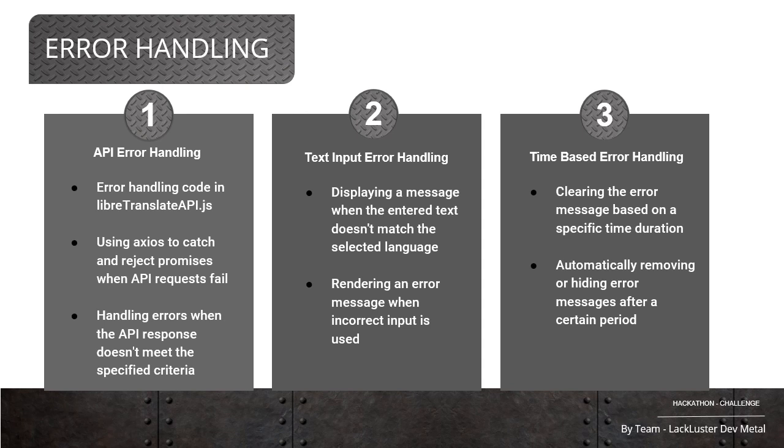The API error handling, which includes the error handling code in the LibreTranslate API, using Axios to catch and reject promises when API requests fail, and handling errors when the API response doesn't meet the specified criteria. Text input error handling, which is displaying a message when the entered text doesn't match the selected language, rendering an error message when incorrect input is used. And time-based error handling, which is clearing the error message based on a specific time duration, automatically removing or hiding error messages after a certain period.